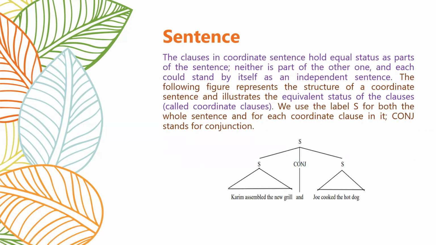So look at this sentence. If you just look at this structure: Kareem assembled a new grill and Joe cooked the hot dog.